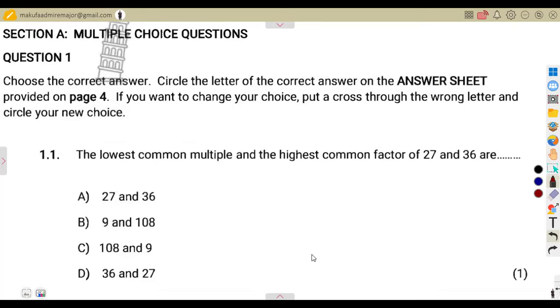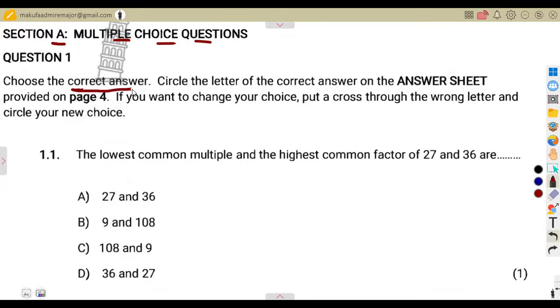So I'm not going to waste much time. I'm going to quickly rush and answer these questions so that we understand how we're supposed to have answered these typical questions. Let's go through this. Section A, multiple choice questions. Question 1.